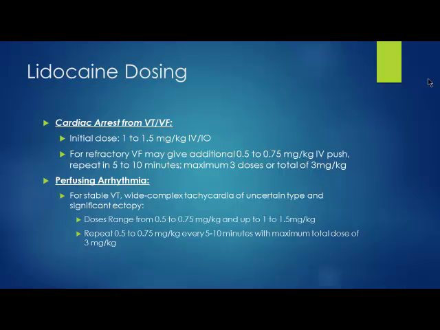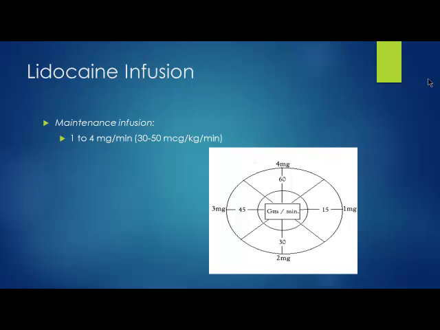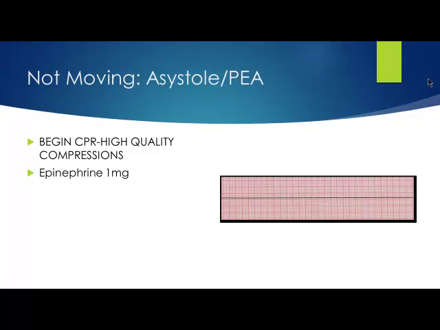For most situations, an amp of lidocaine, a prefilled syringe of lidocaine, comes in 100 milligrams. Usually that will suffice for most adults. Just like with amiodarone, if you convert, you need to do a lidocaine infusion, okay?